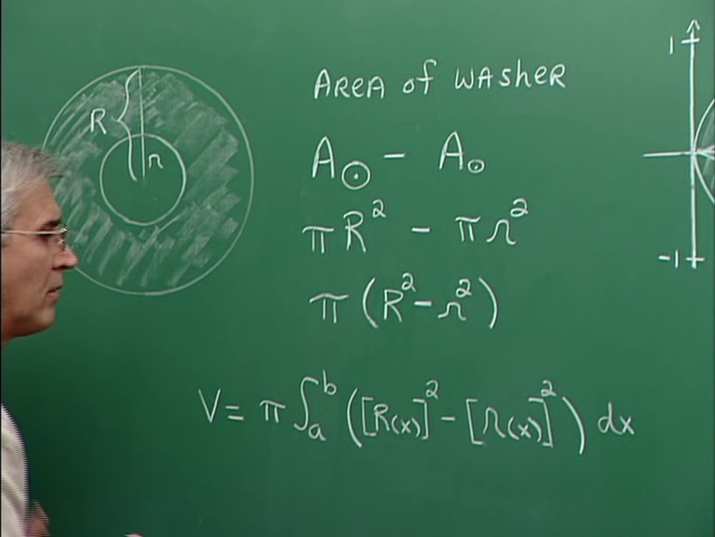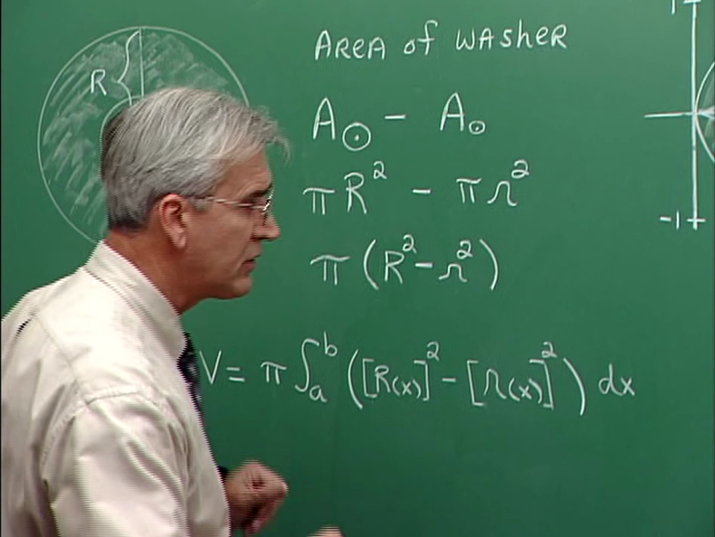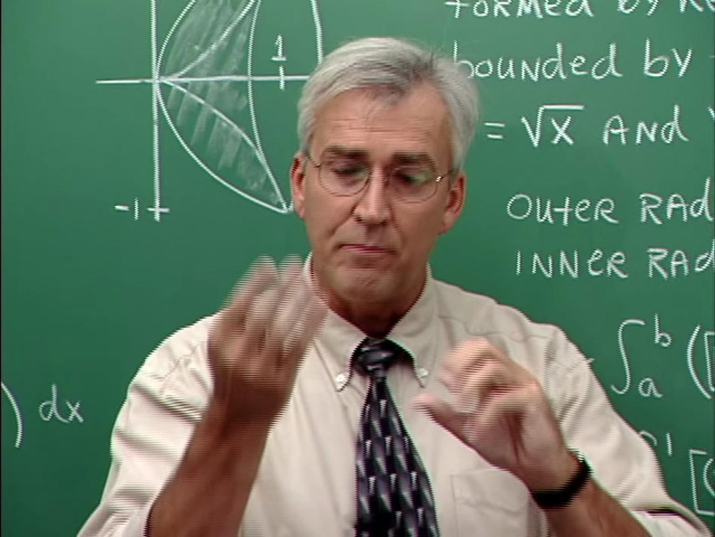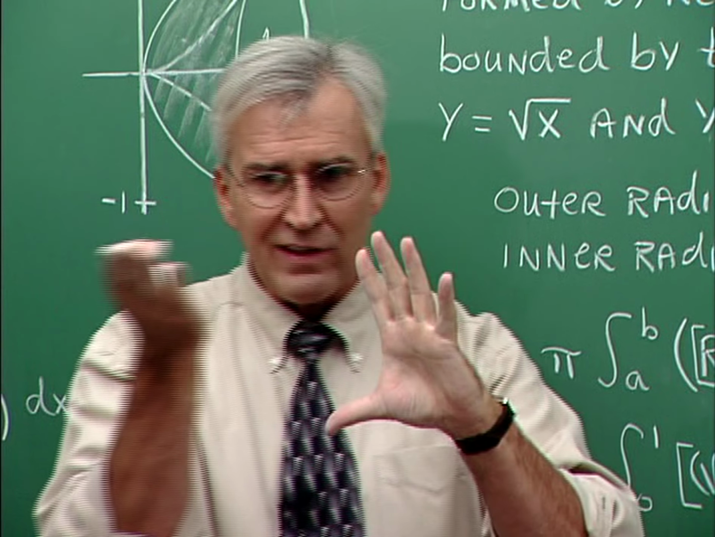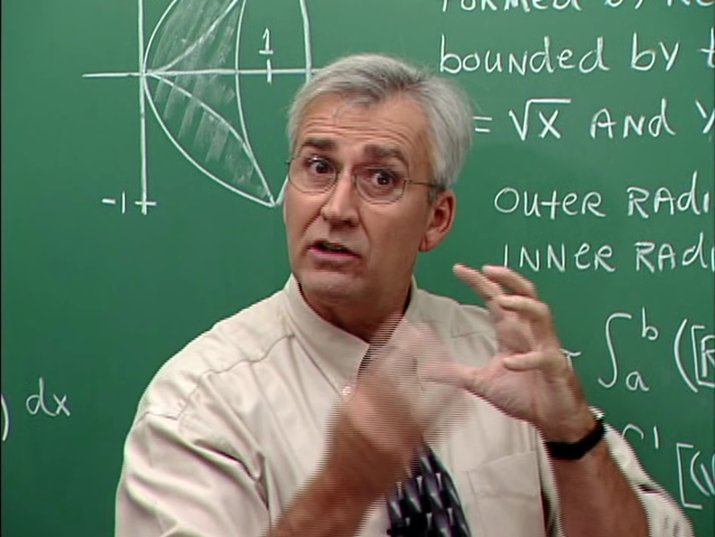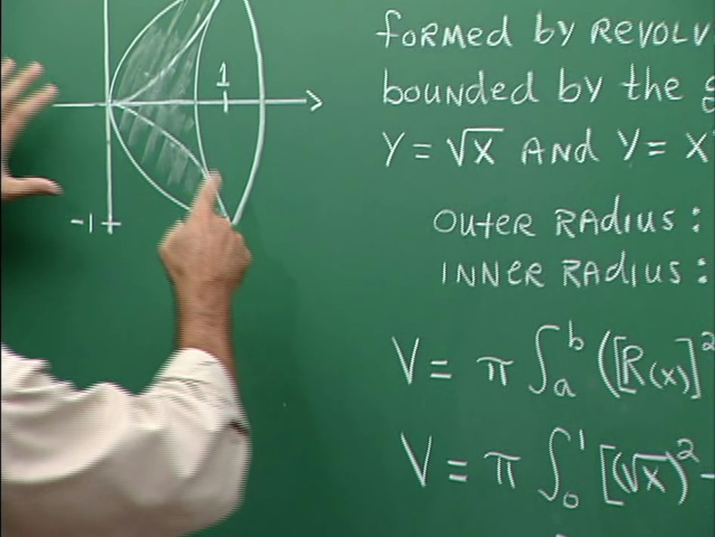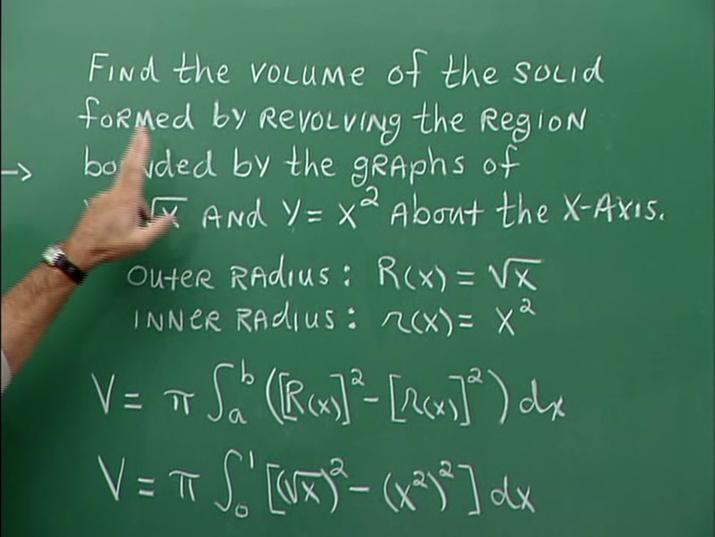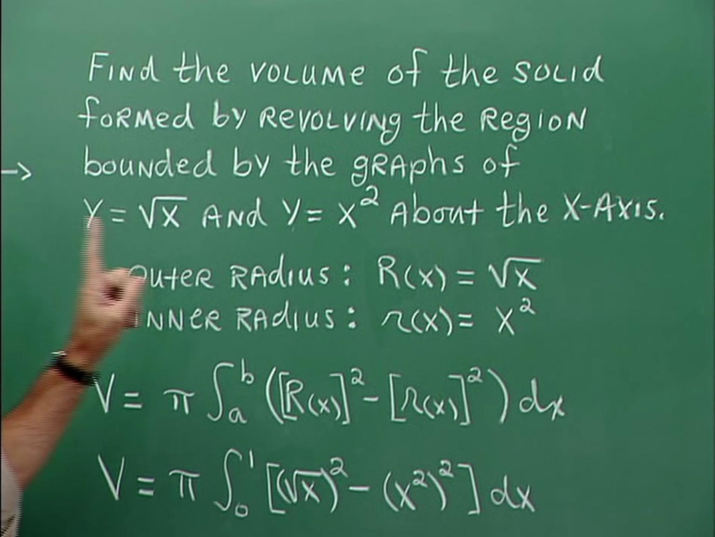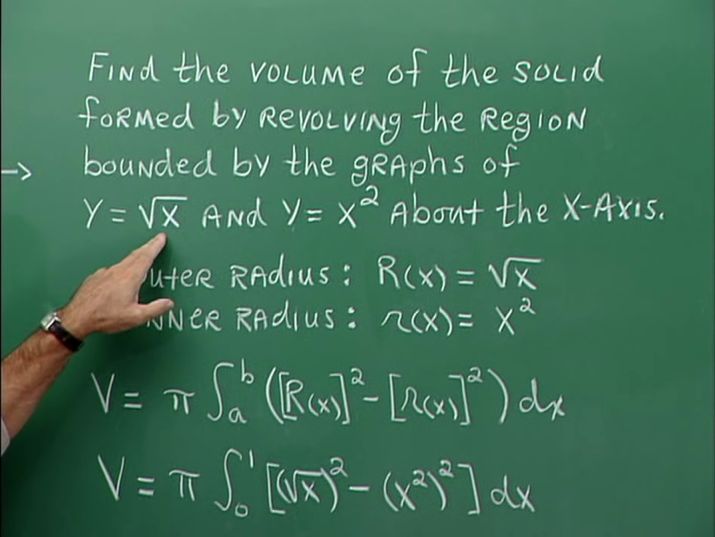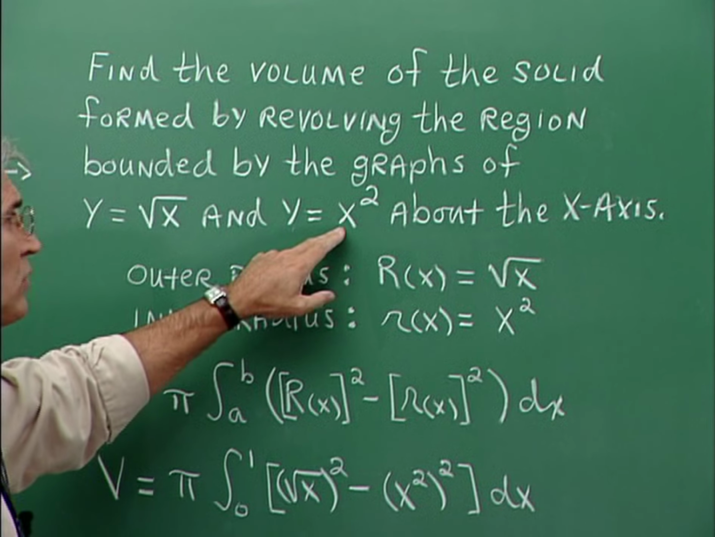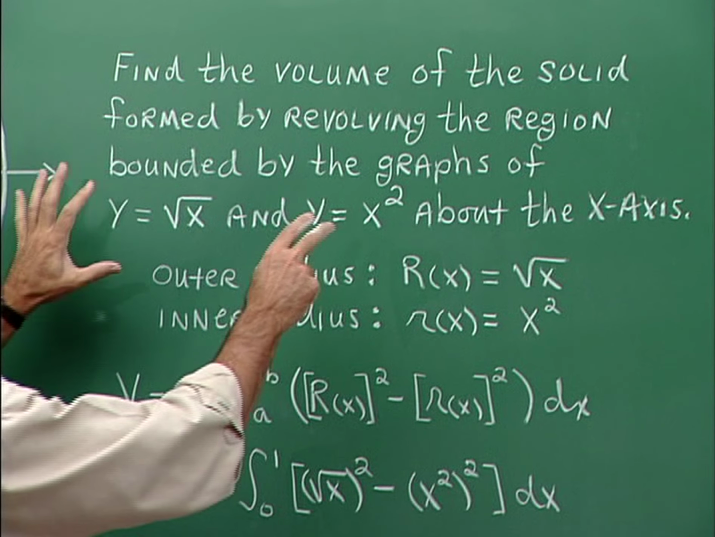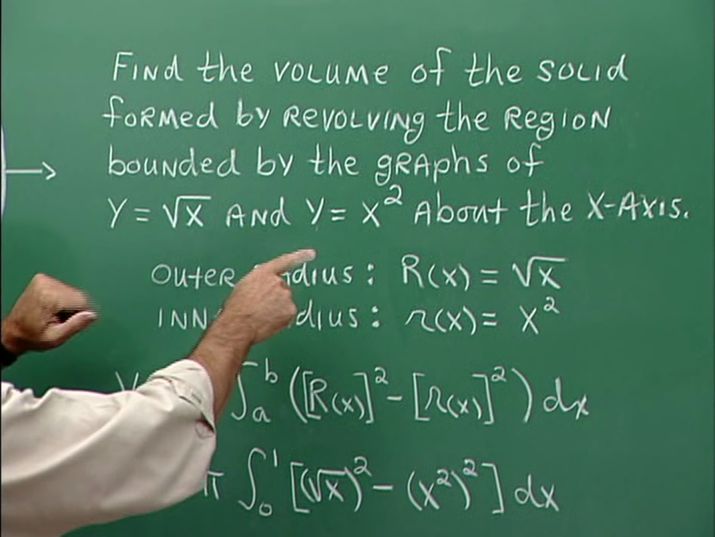All right, here's a problem that uses this kind of technique. This situation occurs anytime you have a piece of the figure that's dug out. You're going to get this washer effect. And here it is. Here's the figure, but let's read the problem. It says, find the volume of the solid formed by revolving the region bounded by the graphs of y equals the square root of x and y equals x squared about the x-axis. Now, let's get a grip on this region, bounded by these two equations.